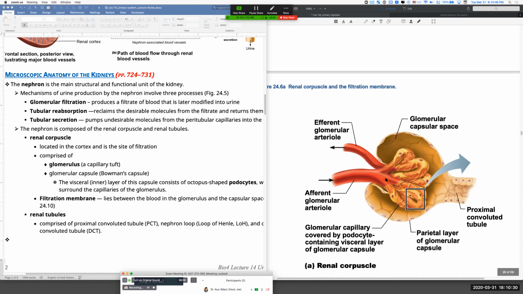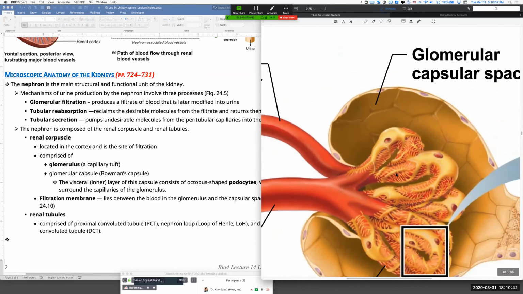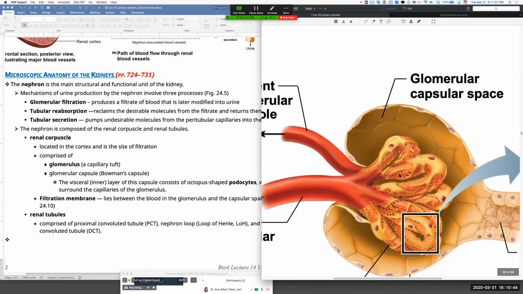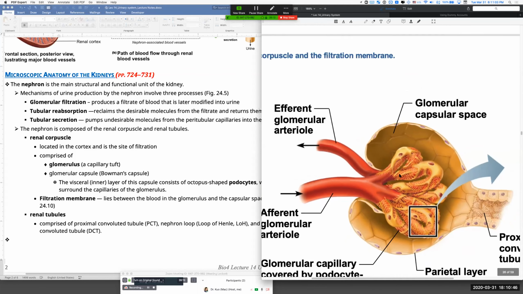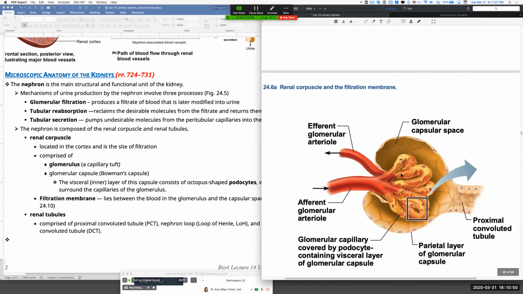The glomerulus is just a tuft of the arterial capillary, shown in red, but wrapping around the glomerulus are these special cells called podocytes. These podocytes are really cute cells with spiny feet, and their feet form slits. We'll see a picture of the podocyte slits in just a second.